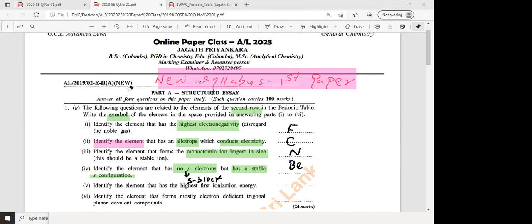Then next one, identify the element that has highest first ionization energy, very easy. So all A level students can also give the answer for this 2019 new syllabus first paper. Always when they introduce a new syllabus, the first few years' papers are very easy. So I don't think you will ever find this type of easy question in 2000 to 2010 and until about 2016-17. No, they are harder than this. You can check the past papers if you want.